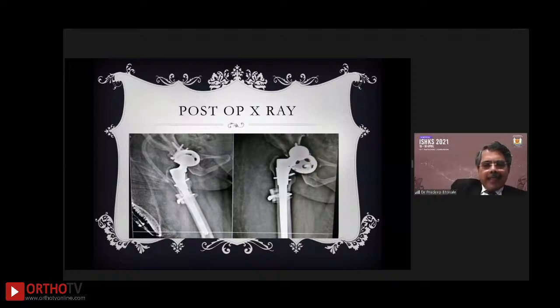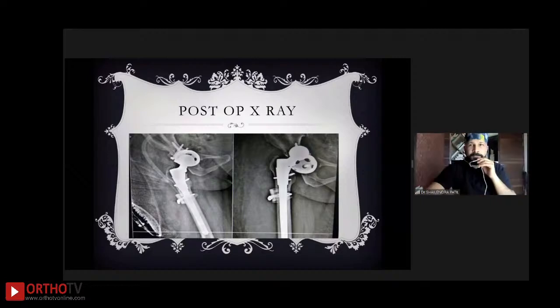Which approach did you use for this? Posterior approach. In this case, I had put more version to the cup, because while retracting, I had got a crack on the paper-thin anterior cortex. So I put a bone graft on the superior and the posterior side. I had to get more purchase for the cup, so I had to antevert it more. So my other option was to give less version on the femoral side, which I tried my best.